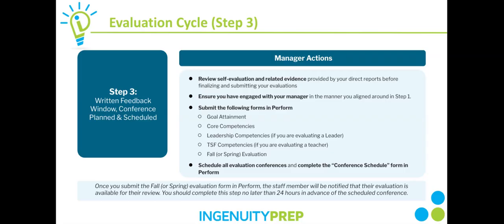One of the keys in this step is timeliness and transparency. Having everything complete and on the calendar by a communicated deadline helps the process feel smooth and predictable for staff and ensures that they have sufficient time to review your evaluation of them prior to their conference. One thing to note, once you submit the fall or spring evaluation form in Perform, the staff member whose form you are submitting will be notified that their evaluation is available for their review. You should complete this step no later than 24 hours in advance of their scheduled conference.